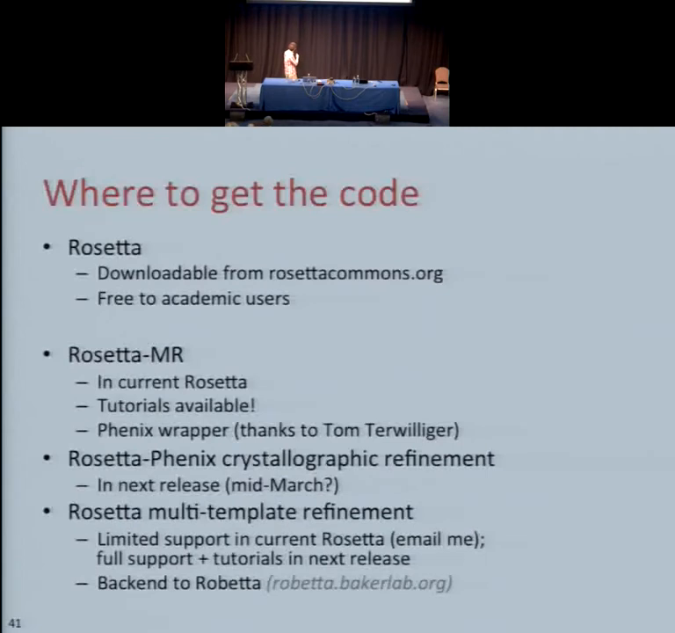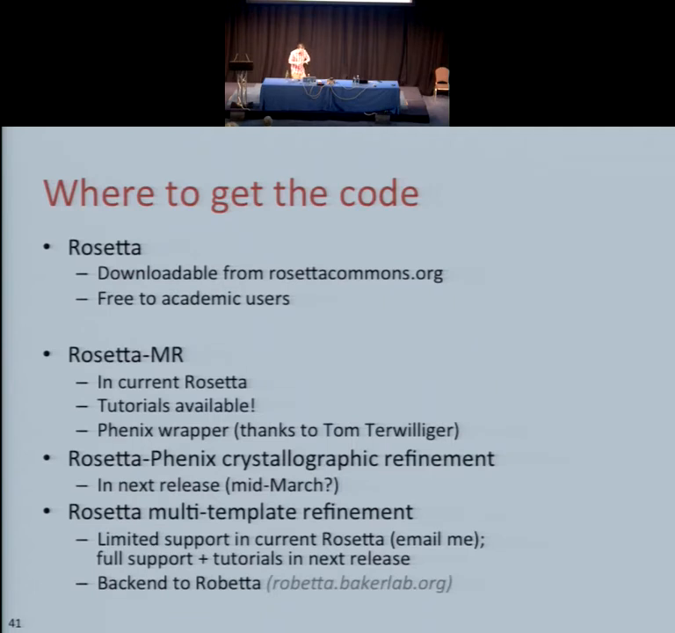The crystallographic refinement will be available in the next Rosetta release, which should be hopefully mid-March of this year. For the multi-template refinement, there's limited support in the current Rosetta. If you're really interested, you can email me and I'll tell you exactly what you need to do to get things set up. Again, in the next release, there's going to be full support for this, plus tutorials, plus some scripts to make things a lot easier to run.